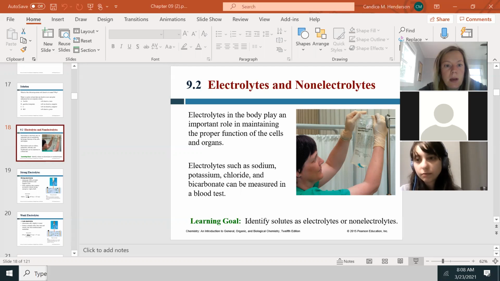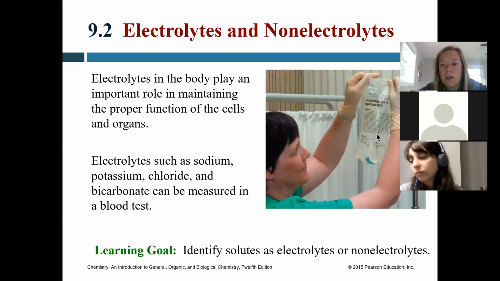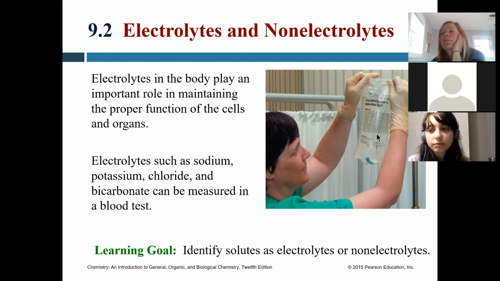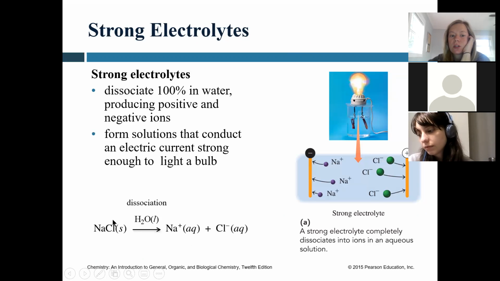So let's talk about electrolytes and non-electrolytes. Thus far, we've been talking about solutions where one thing is dissolved in another. When we put ionic stuff, like metal, non-metal combinations, into a liquid, they will dissolve and form what's known as an electrolyte solution. A strong electrolyte solution would be something like sodium chloride. Each sodium and each chlorine are breaking apart into their ions. They dissociate.